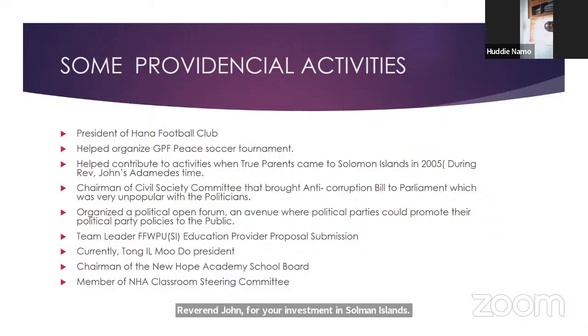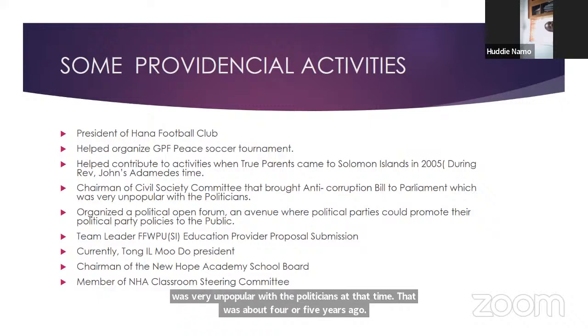I was also the chairman of the Civil Society Committee that brought the anti-corruption bill to Parliament, which was very unpopular with the politicians at that time. That was about 4 or 5 years ago. We organized a political open forum, an avenue where political parties could promote their policies to the public.